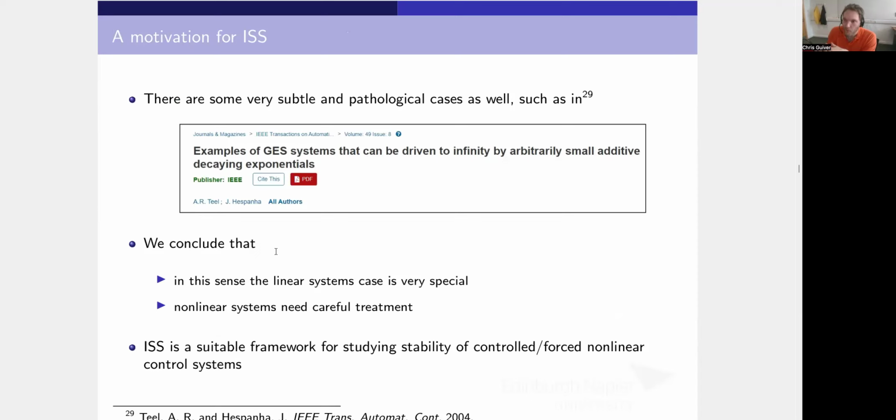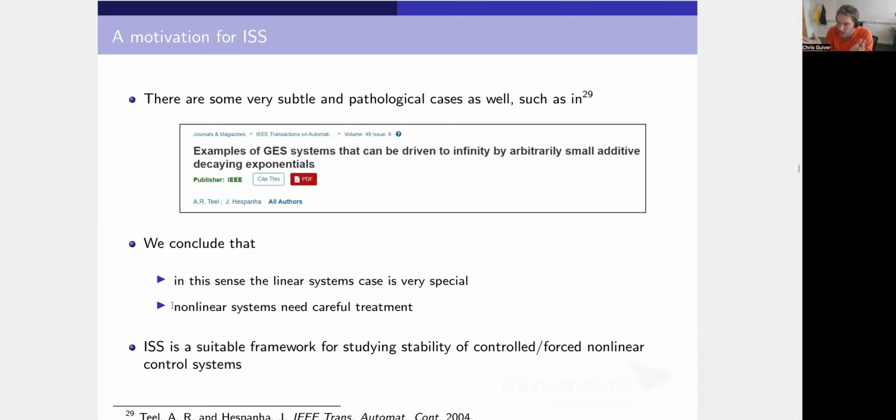And there are more pathological and extreme kind of examples of this. So I highlight a screen grab from a paper by Thiel and Hesfana, examples of globally exponentially stable systems that can be driven to infinity by arbitrarily small additive decaying exponentials. So I don't suspect that these are very physical, but they're still mathematically quite interesting and surprising. So as I say on the slide here, nonlinear systems need very careful treatment.